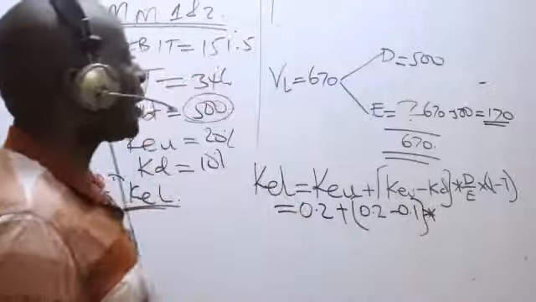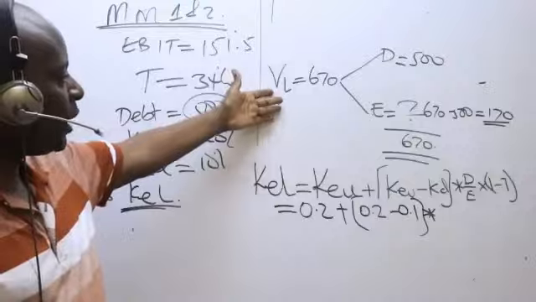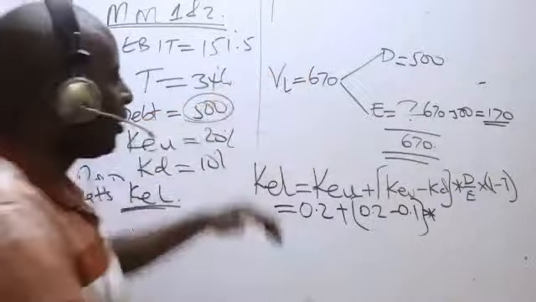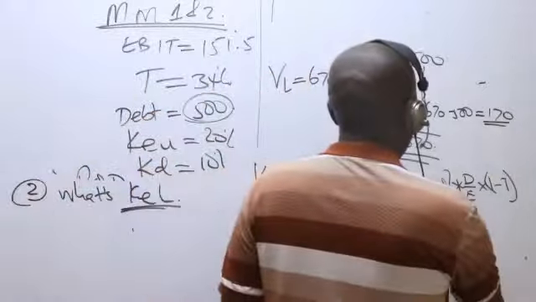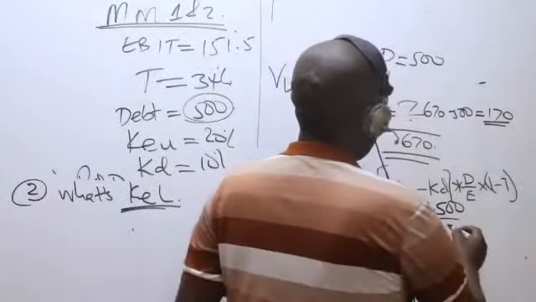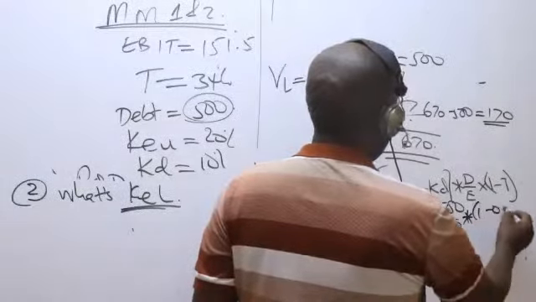So, times debt, is there somebody who is able to see the debt of the levered farm? Debt of the levered farm is 500, isn't it? 500 over equity. Equity of the levered farm is 170, times we have here 1 minus 0.34.